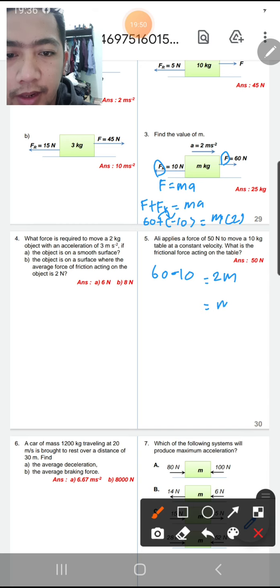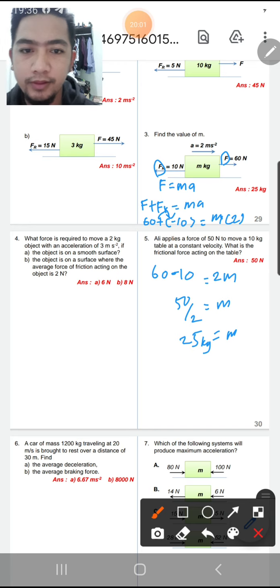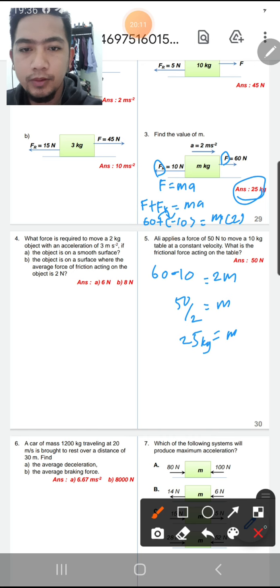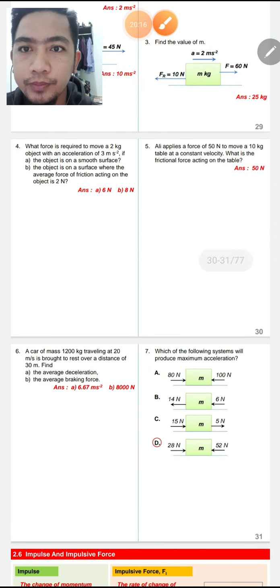So to find the M, 50 divided by 2. So M is 25 kilogram, not 25 Newton, because this is a mass. Alright, so the mass is 25 kilogram. Same as the answer here. Okay, so continue to question number 4.